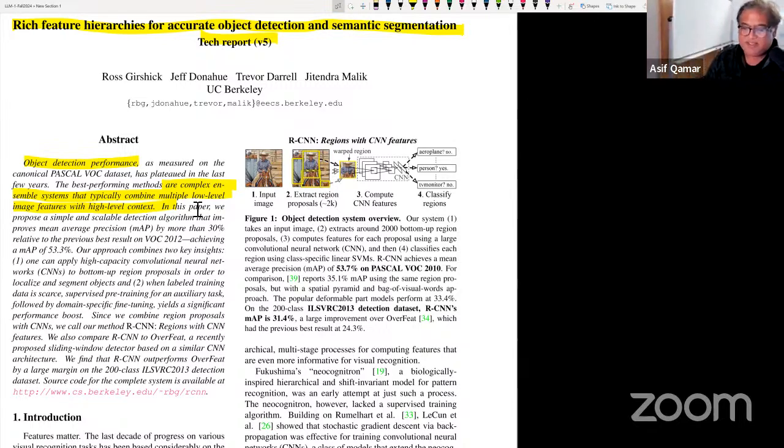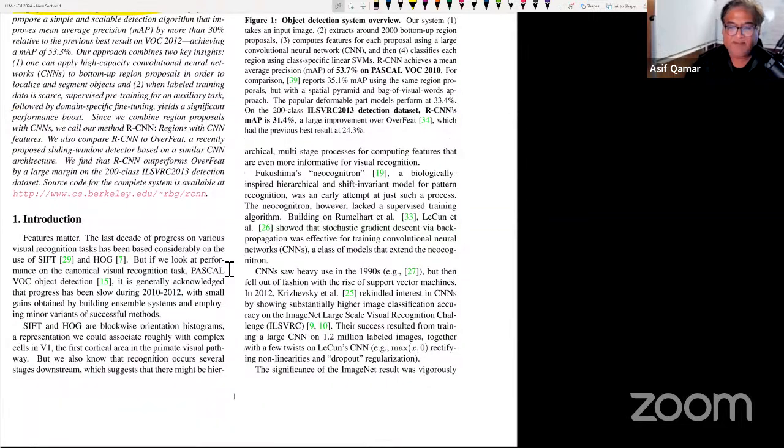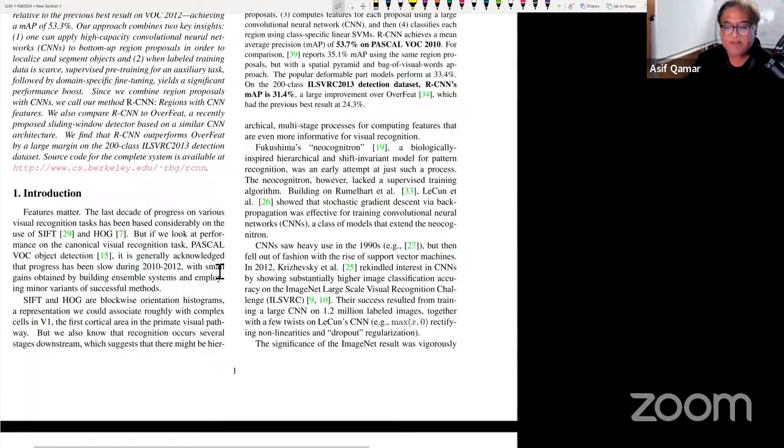That was it. R-CNN achieves a mean average precision of 53, right? For comparison, it does much better. To give you a little bit of historic perspective, Fukushima's neocognitron, a biologically inspired hierarchical and shift invariant model for pattern recognition, was an early attempt at just such a process.